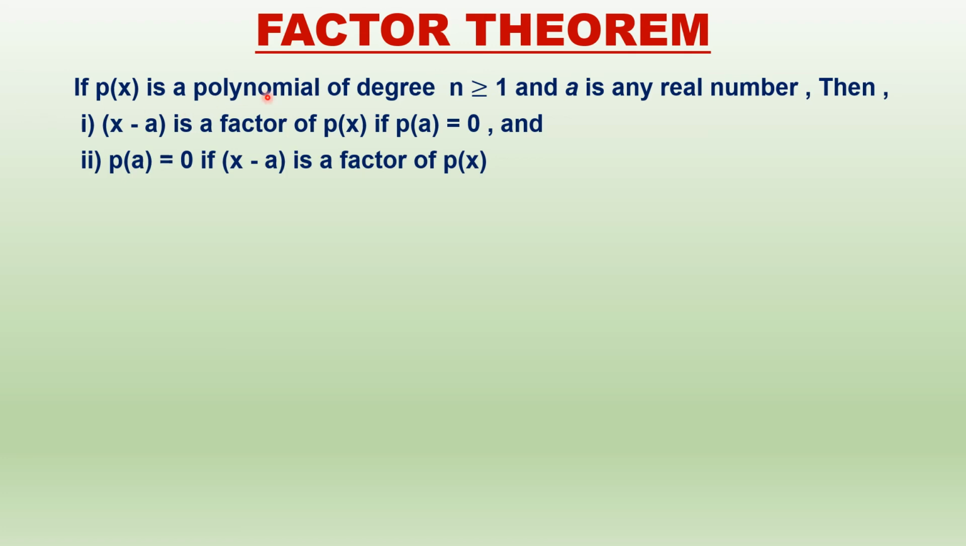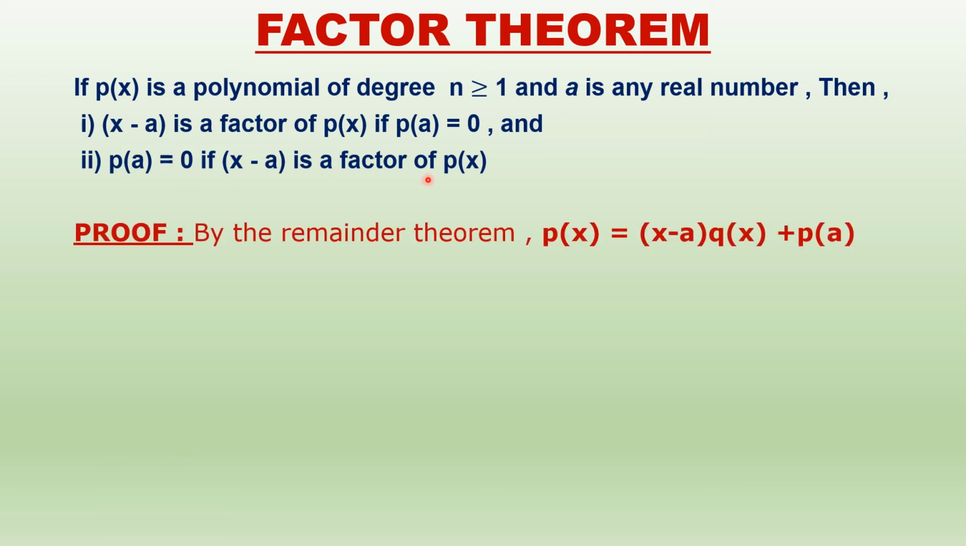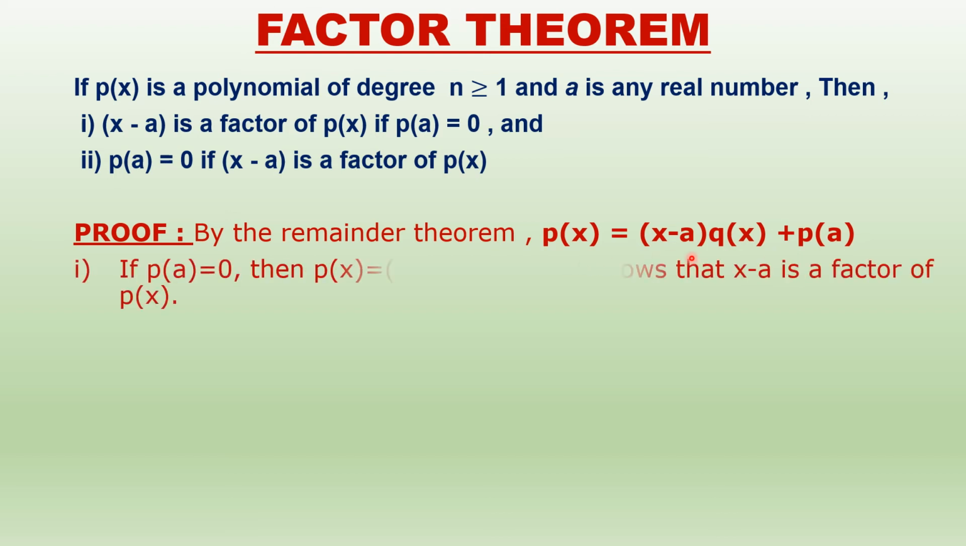If p of x is a polynomial of degree n greater than or equal to 1 and a is any real number, then there are two conditions here. X minus a is a factor of p of x if p of a is equal to 0, and p of a is equal to 0 if x minus a is a factor of p of x. Proof. By remainder theorem, we know that p of x is equal to x minus a into q of x plus p of a. This we have got through remainder theorem.